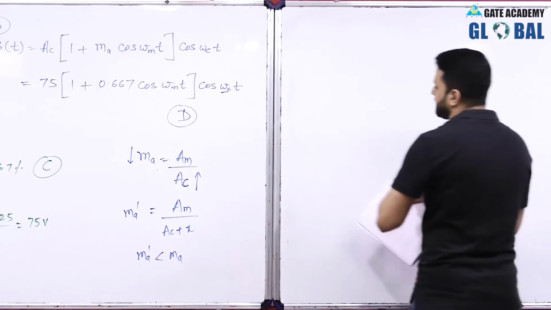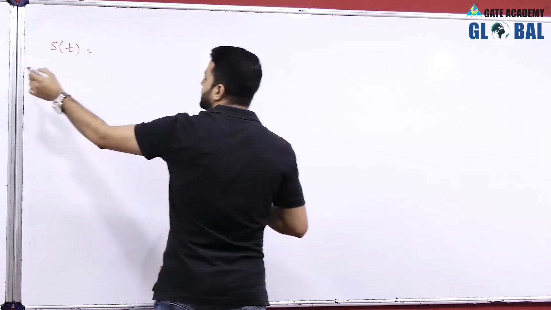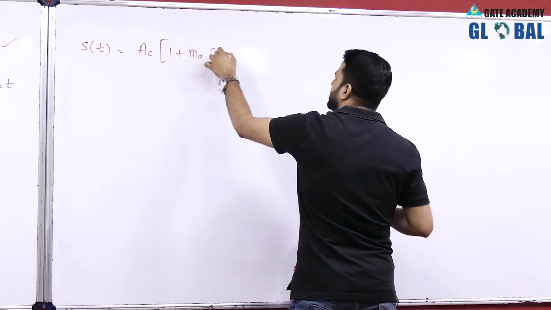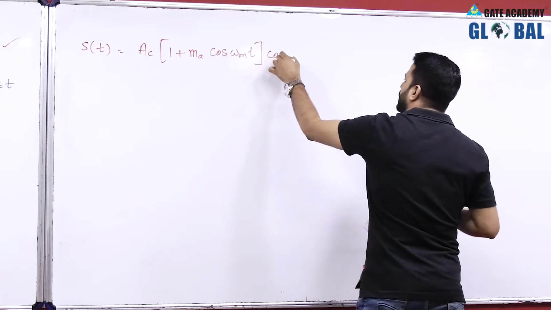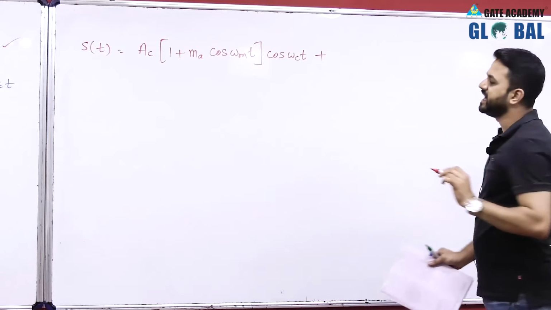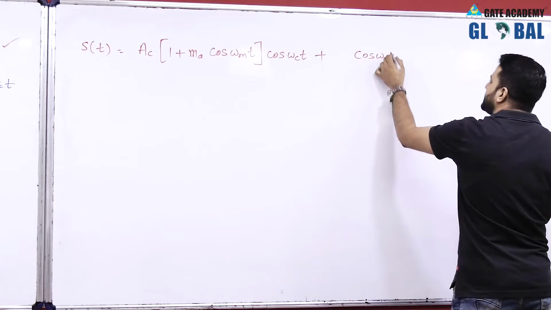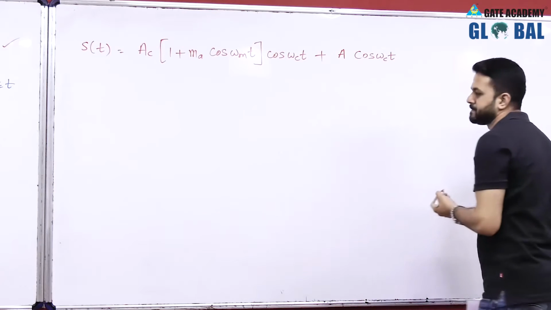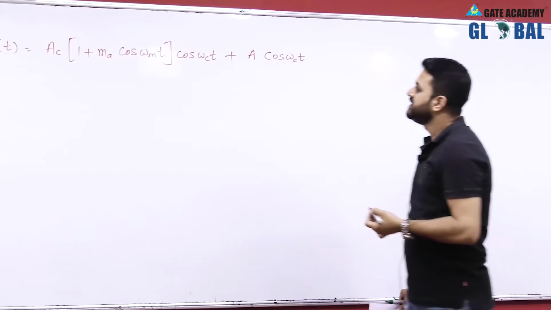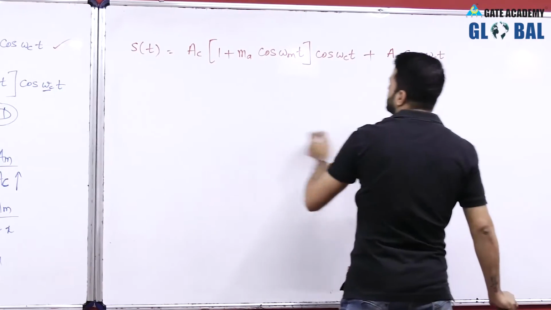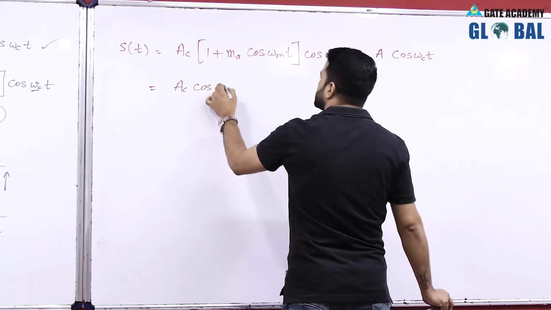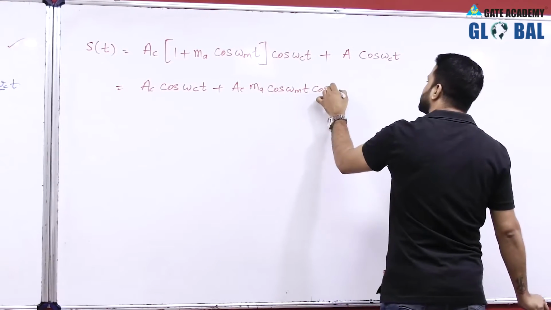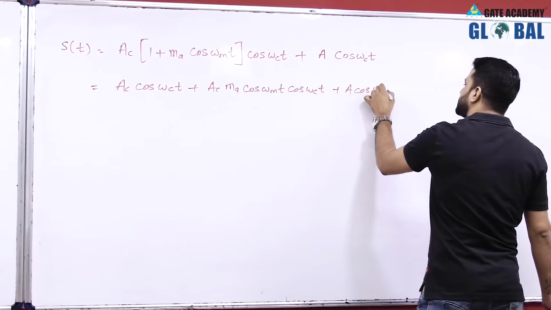So in this S of t, if we add additional carrier, we get AC times (1 plus MA cos omega mt) into cos omega ct, because we have to add additional carrier. The frequency will remain the same, but we add additional amplitude. Let us say that the amplitude we are adding is A. Now if we rearrange this equation, we get AC cos omega ct plus AC MA cos omega mt into cos omega ct and A cos omega ct.